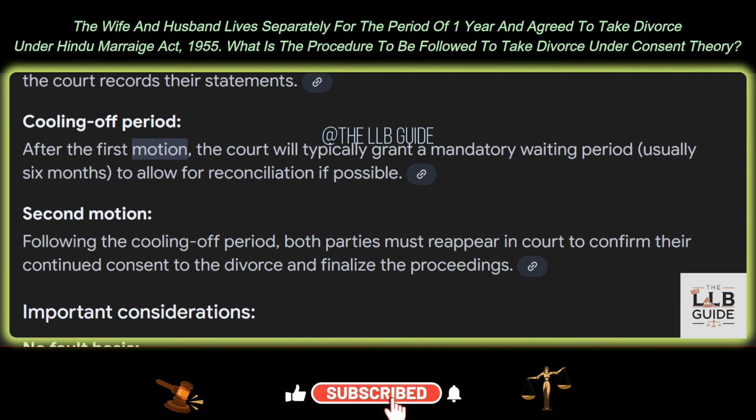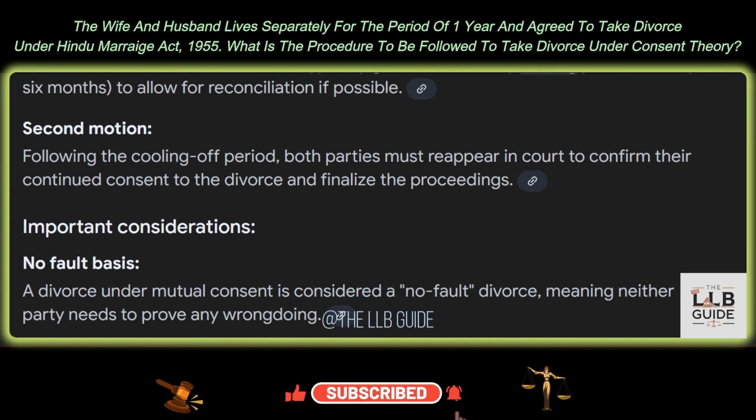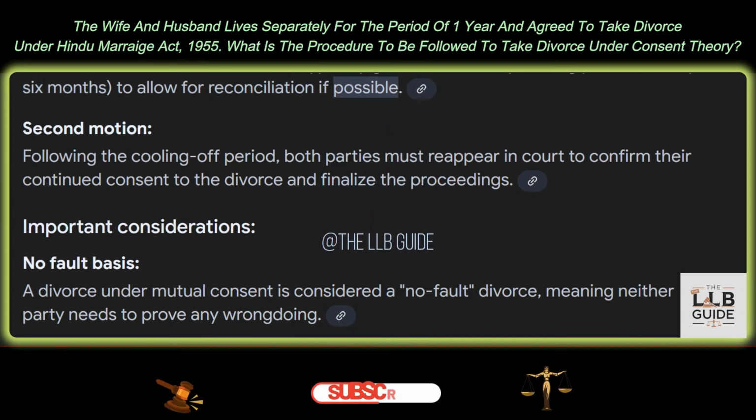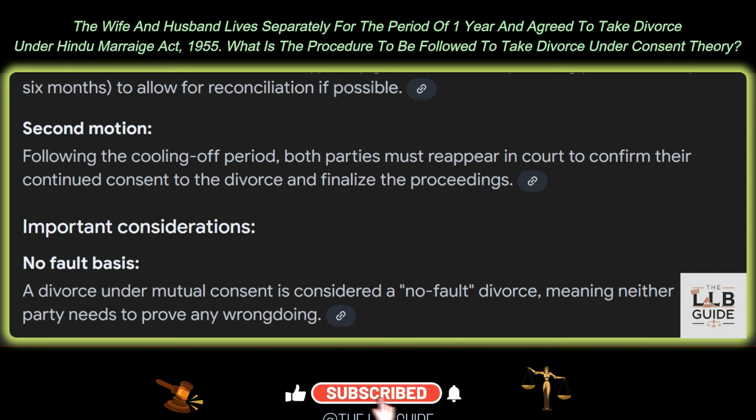5. Cooling off period. After the first motion, the court will typically grant a mandatory waiting period, usually 6 months, to allow for reconciliation if possible. And 6. Second motion. Following the cooling off period, both parties must reappear in court to confirm their continued consent to the divorce and finalize the proceedings.